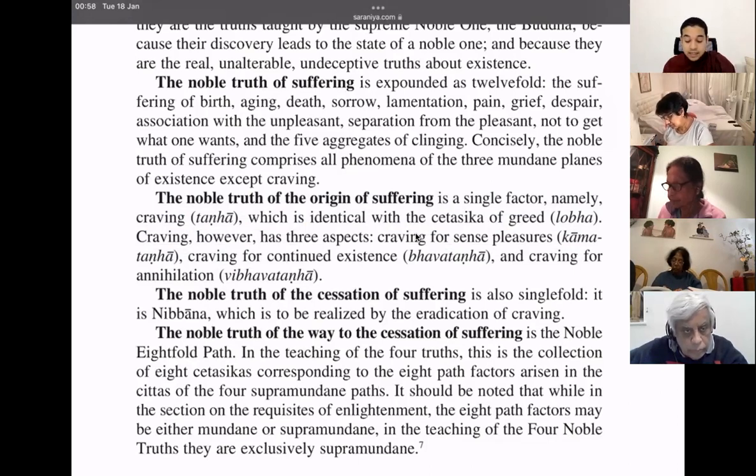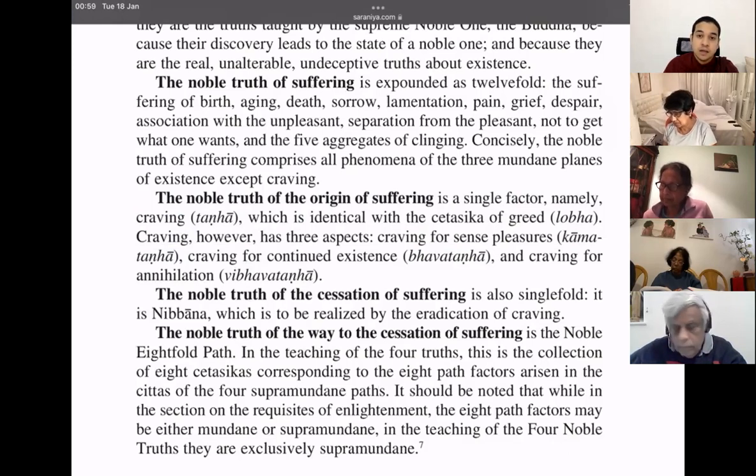Craving, however, has 3 aspects. Kama tanha, the craving for sensual pleasures. Bhava tanha, the craving for continued existence. And the craving for annihilation, vibhava tanha. Kama tanha, bhava tanha, and vibhava tanha. Right? All of which is the Chetasika of greed.